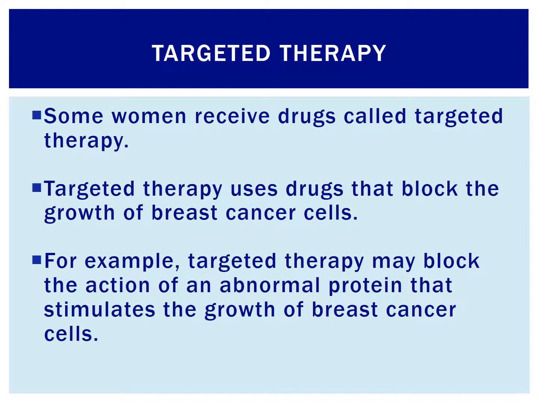Targeted therapy is the last type of breast cancer treatment we will cover. Some women receive drugs called targeted therapy. This treatment uses drugs that block the growth of breast cancer cells. For example, targeted therapy may block the action of an abnormal protein that stimulates the growth of breast cancer cells. This is similar to hormone therapy in that it tries to target the specific molecule that is causing the tumor to grow.